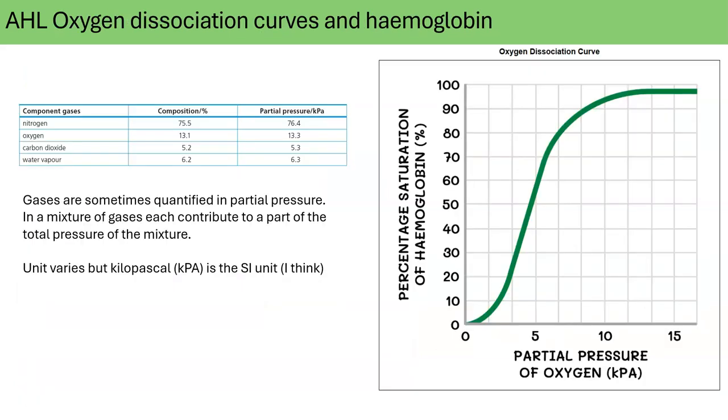And the first one is to talk about oxygen dissociation curves from hemoglobin. And we're just going to first talk about the unit here, which is called kilopascal.